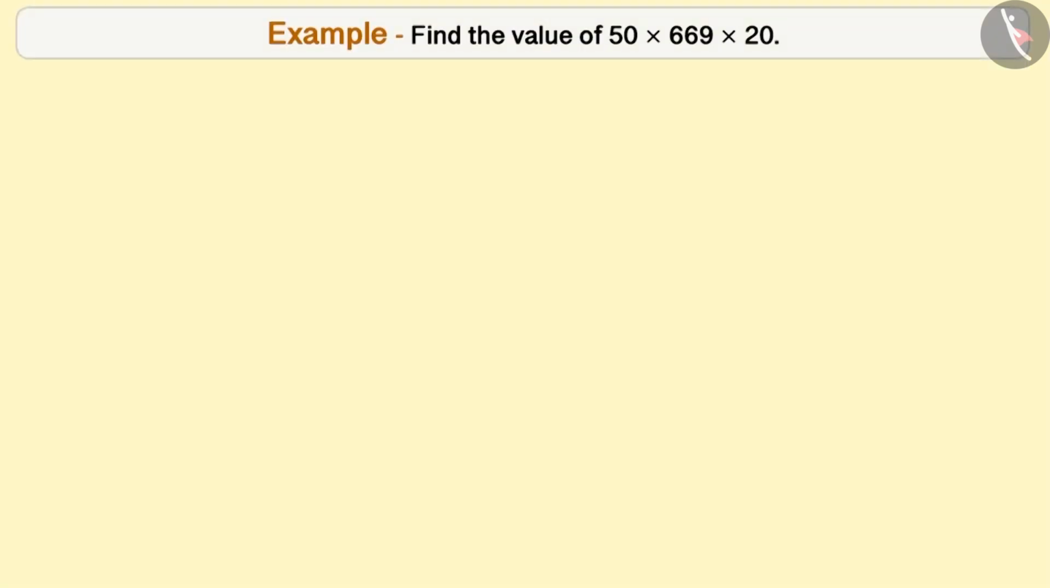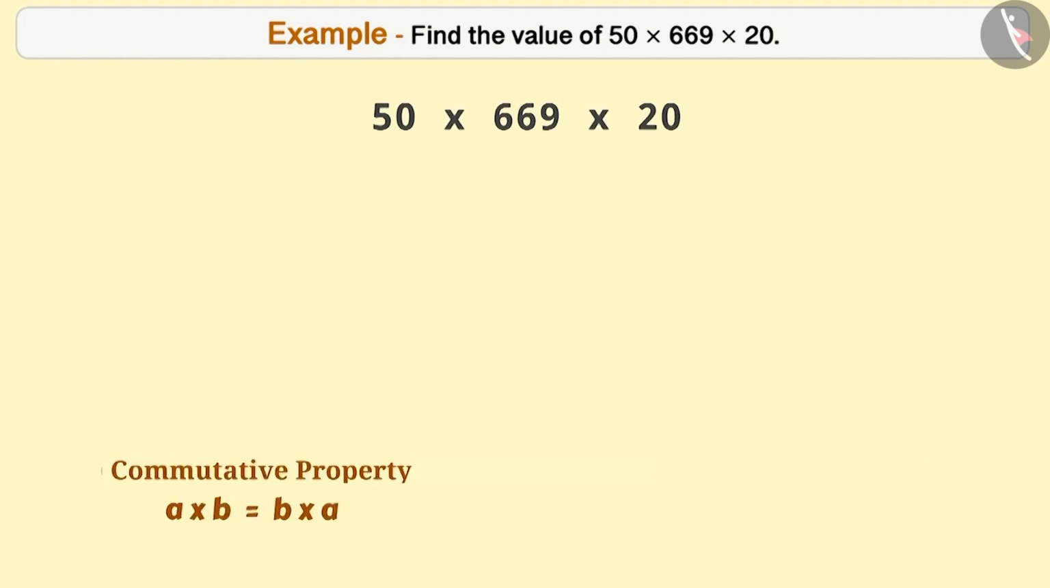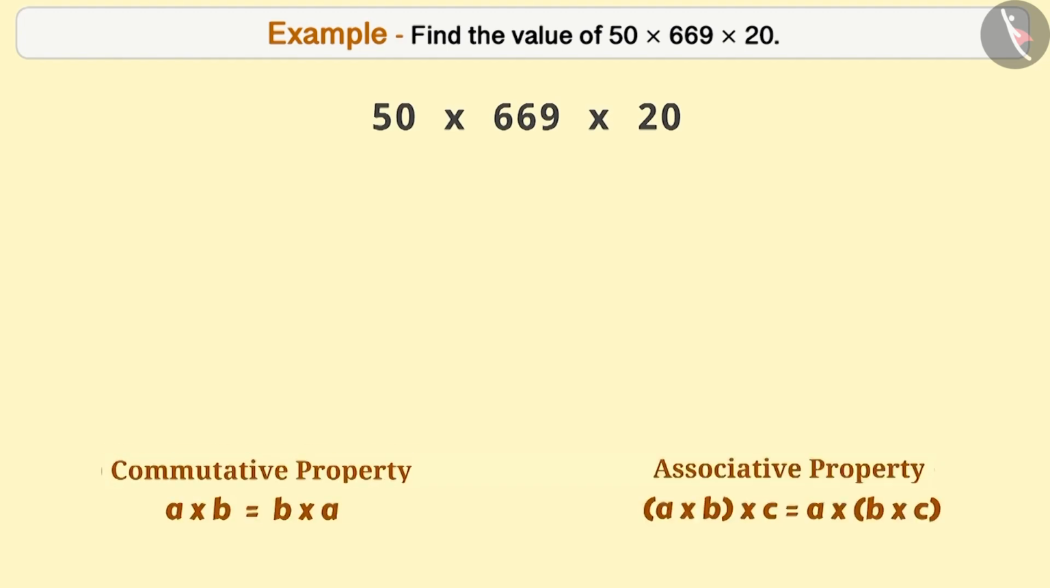Next example. Find the value of 50 × 669 × 20. It might be difficult to solve 50 × 669 × 20. However, by using the commutative property and associative property, it can be solved easily. Let's understand this. Using commutative property of multiplication, numbers can be written like this by changing their order, and using associative property, they can be made into a group like this.